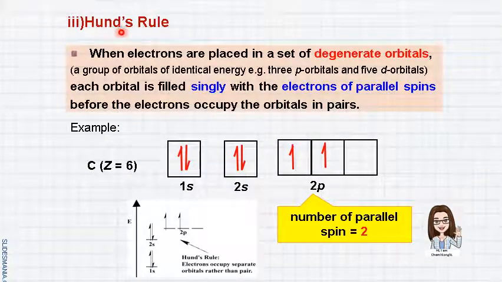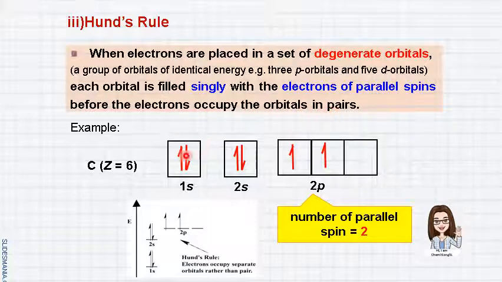Okay, the third rule is Hund's rule. Hund's rule states that when electrons are placed in a set of degenerate orbitals, what is meant by degenerate orbitals? A group of orbitals of identical energy, for example the 3p orbitals or the 5d orbitals. So in this case, there are 3 electrons in the 2p orbitals upwards, and another 3 electrons in the 2p orbitals downwards. Each orbital is filled singly with an electron of parallel spin before the electrons occupy the orbitals in pairs.